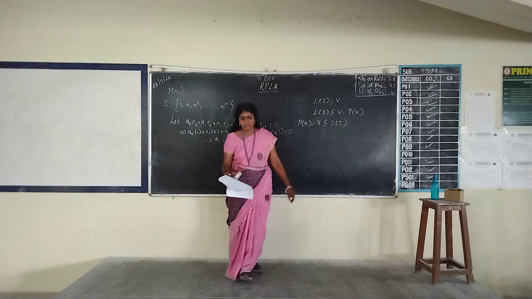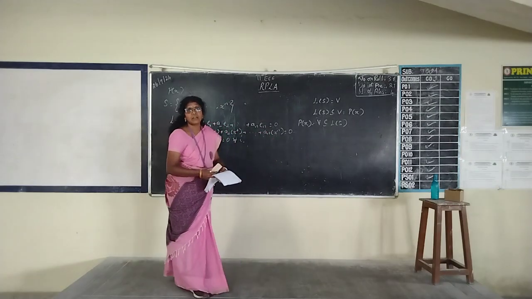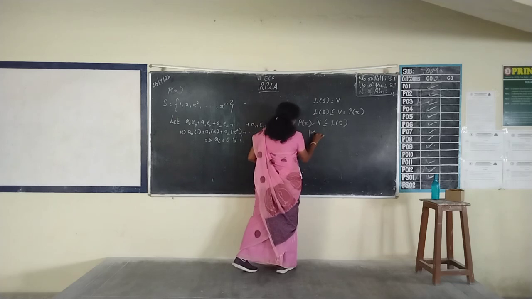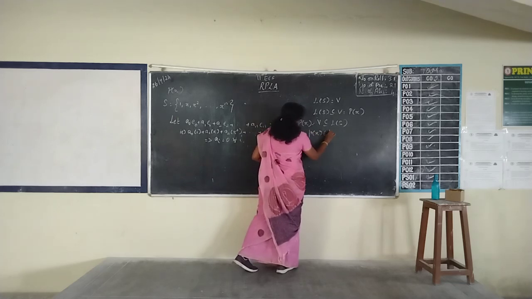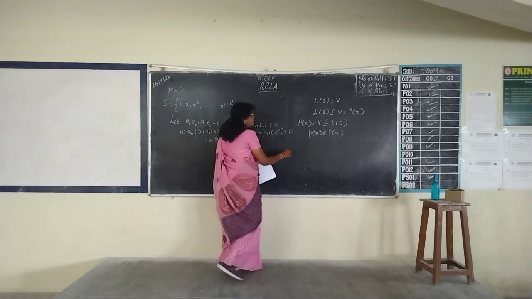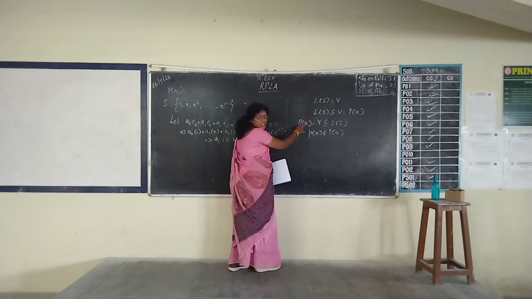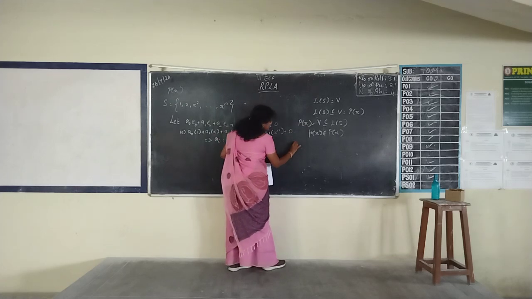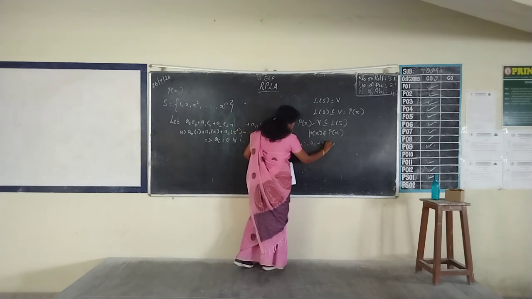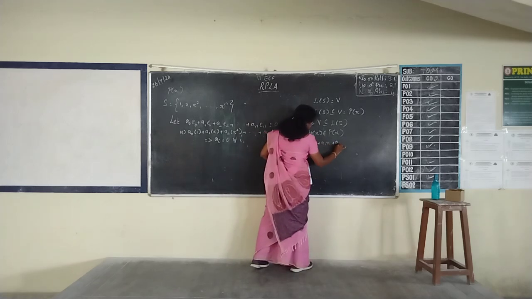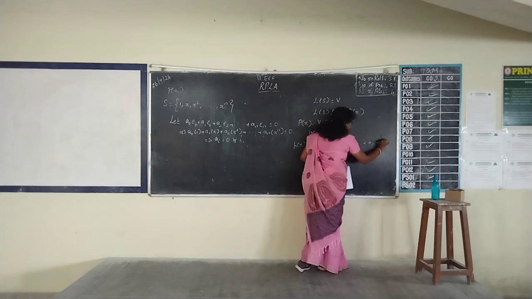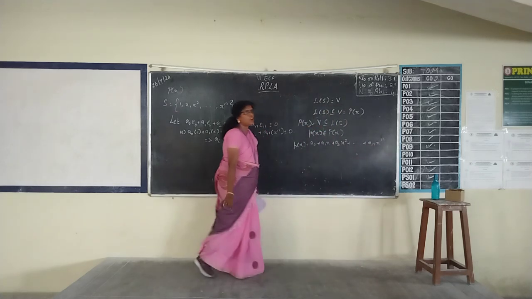Okay, so next line. Let small p of x belong to capital P of x. So we have to assume an element in our vector space. Let p of x equal a naught plus a1 x plus a2 x squared plus etc. plus an x power n. This is the element in our polynomial space P of x.